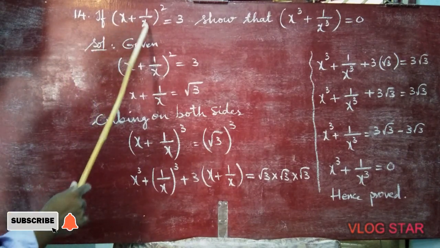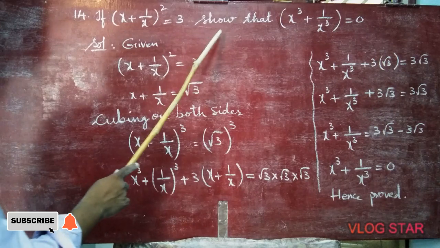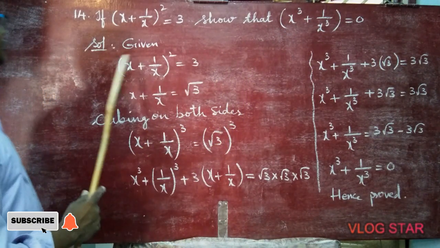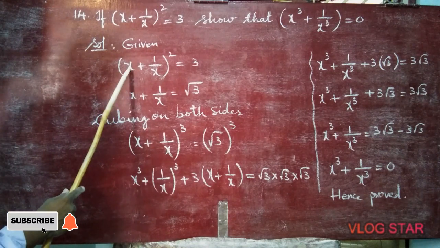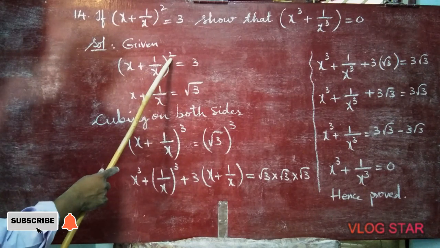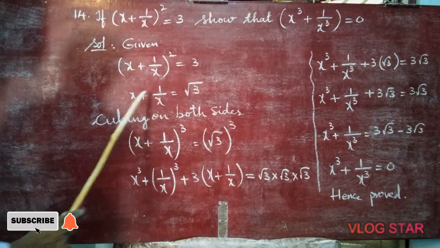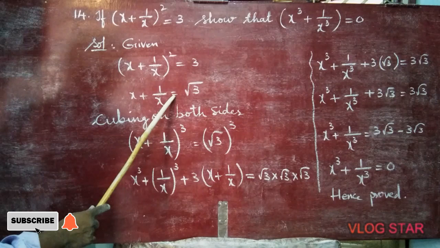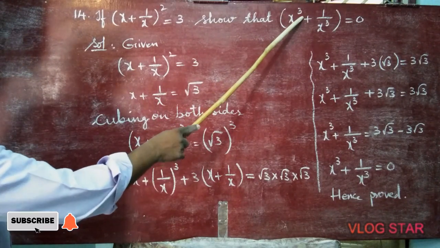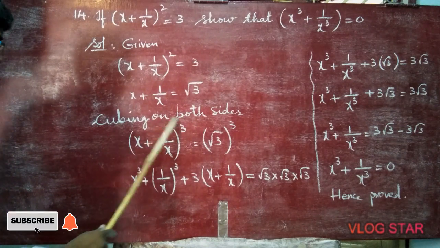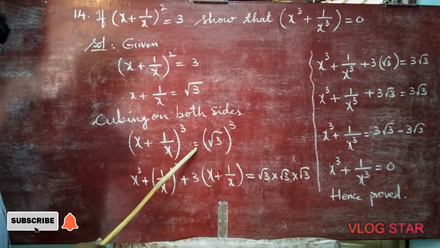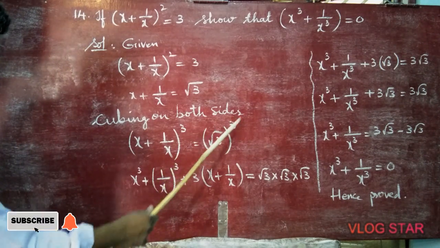14th problem. If (x + 1/x) whole square is equal to 3, show that x cube plus 1 by x cube is equal to 0. Solution: given (x + 1/x) whole square is equal to 3. Square goes from left to right, square root. So x + 1/x value is root 3. Here, show that cube is there, so cubing on both sides. (x + 1/x) whole cube is equal to root 3 whole cube.